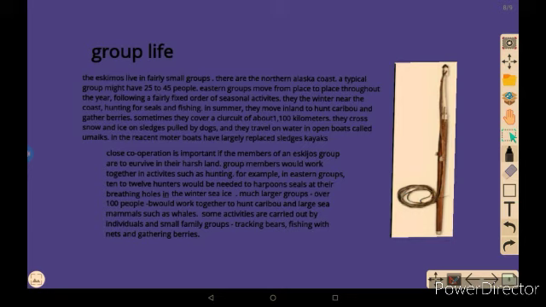Okay, so much larger groups, over 100 people, would work together to hunt caribou and large sea mammals such as whales, and some activities are carried out by individuals and small family groups. Okay, tracking bears, fishing with the nets, and gathering berries.